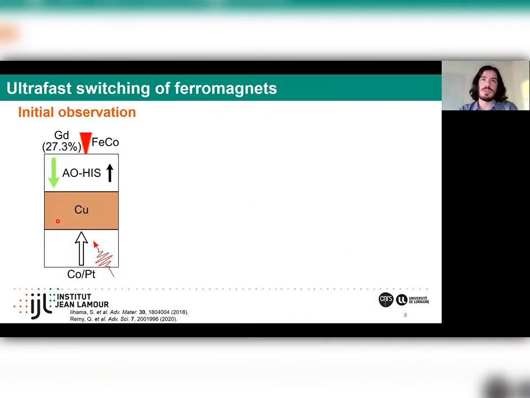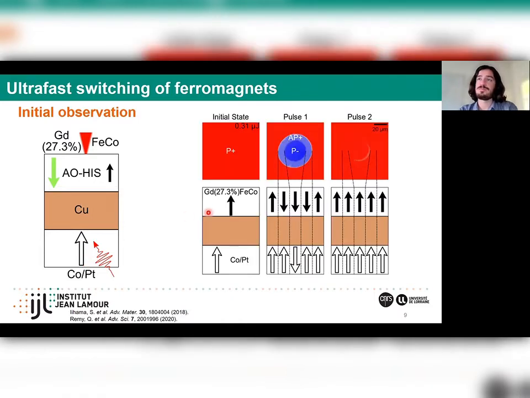So for this spin valve, if I start with the gadolinium magnetization pointing down and the cobalt platinum multilayer magnetization pointing up, and I send a laser pulse, this is what I observe. I have this magnetic pattern where in the outer region, I only reverse the magnetization of the gadolinium iron cobalt, but in the center where the intensity of the light is higher, I also manage to reverse the magnetization of the cobalt platinum. And if I send another pulse, everything reverses back.